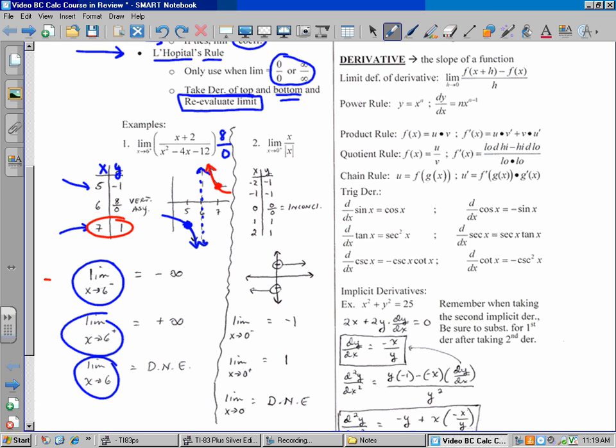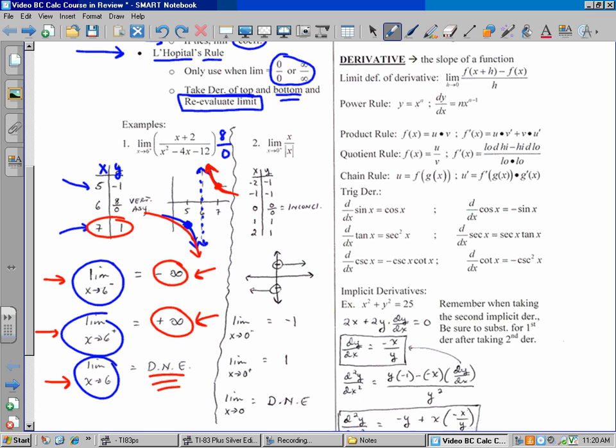So if they ask me what's the value of the limit as x approaches 6 from the left, it's going to negative infinity. If they ask me what's the value of the limit as x approaches 6 from the right, it's going to positive infinity. And if they ask me just in general, what's the value of the limit as x approaches 6, well, it does not exist because the left-hand limit does not equal the right-hand limit.